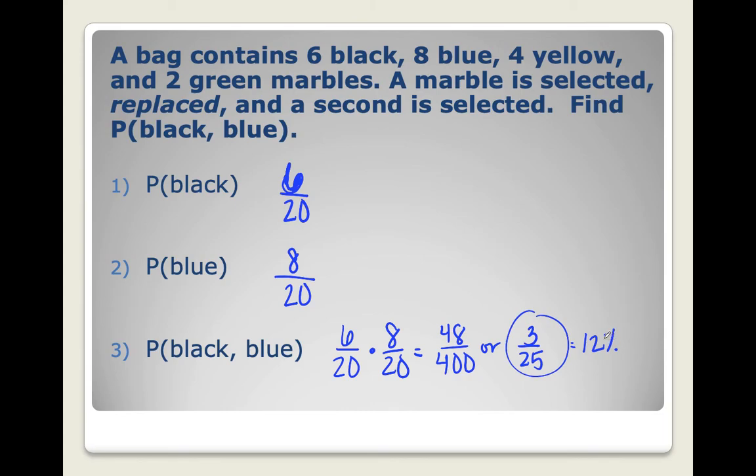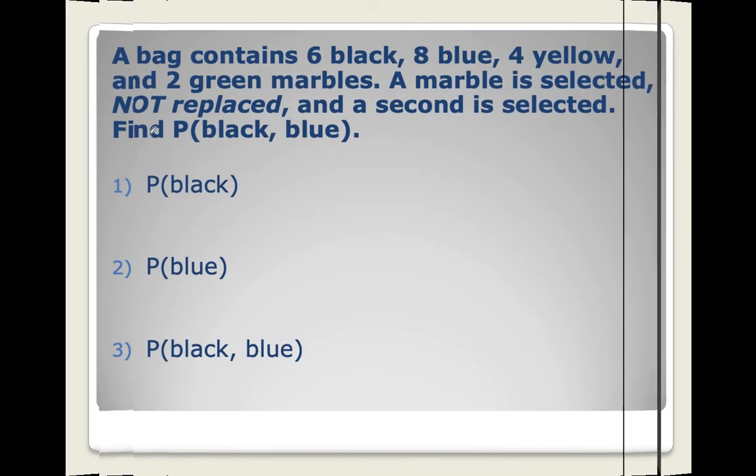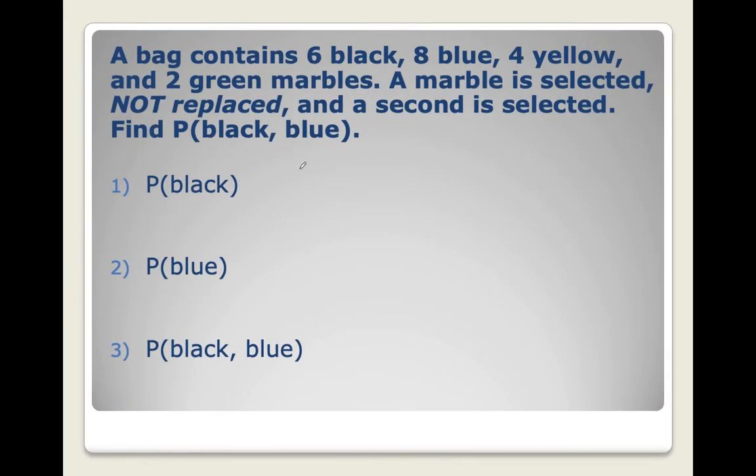Let's take a look at how this changes when the first marble is not replaced. Our first probability remains the same because there are 20 marbles in the bag before I pick the first marble. However, if I pick a marble and do not replace it, I no longer have 20 marbles in the bag, rather I have 19 marbles in the bag.